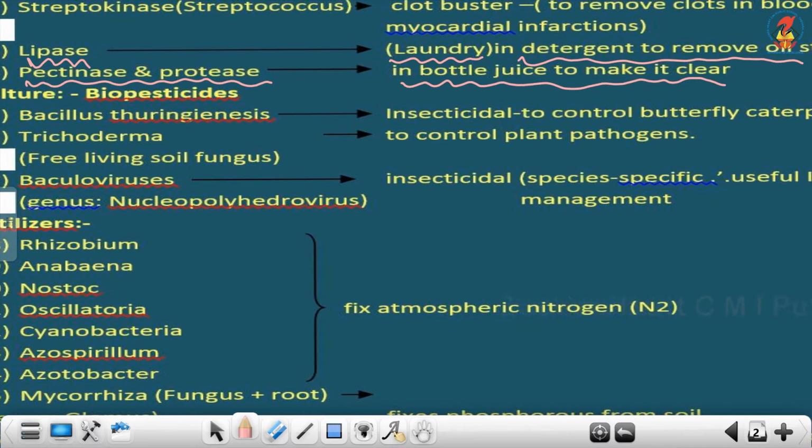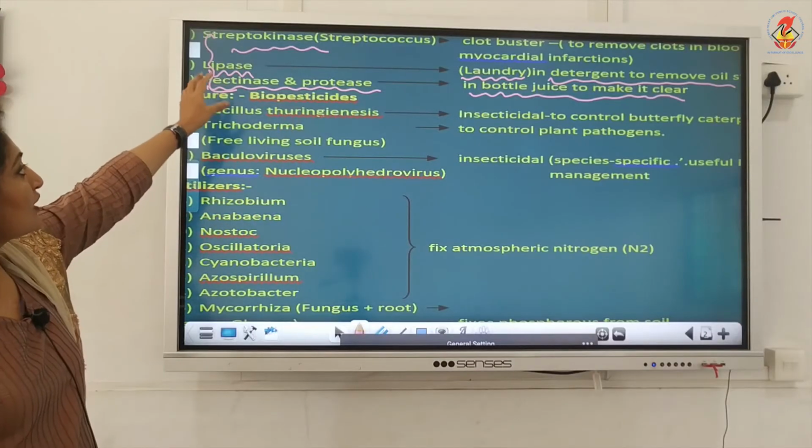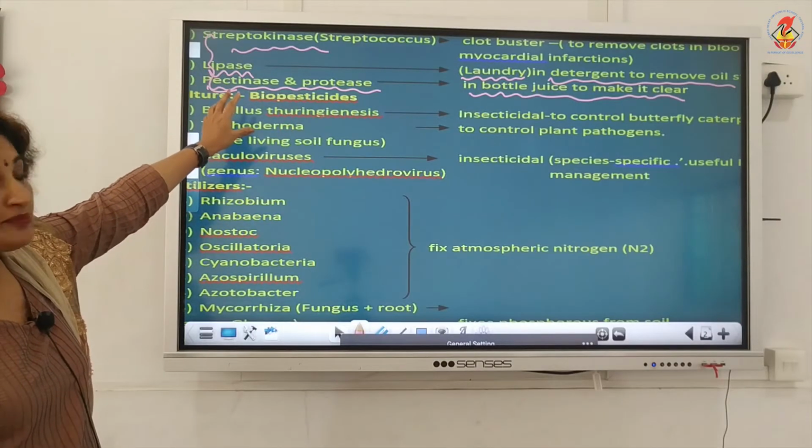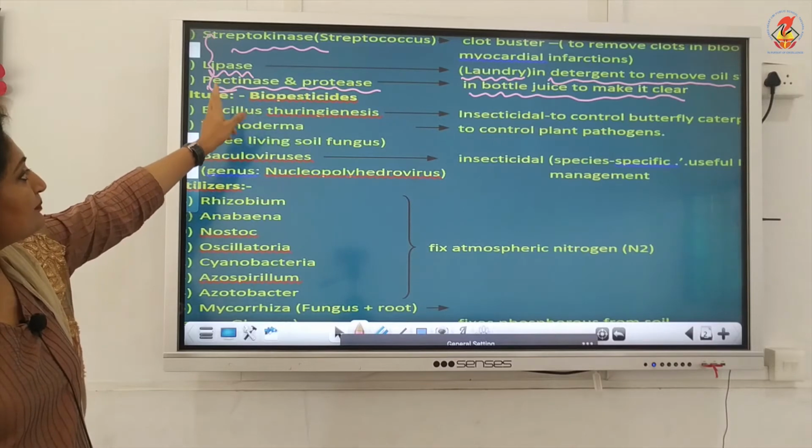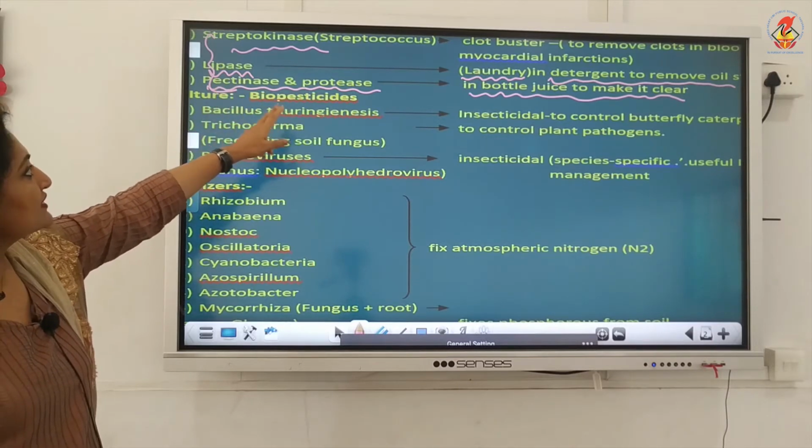So these three I have clubbed together because they are coming under enzymes. Though streptokinase is coming in the field of medicine, it's overlapping with enzymes. So you can answer it for medicine, in the field of medicine, as well as for the enzymes obtained from microbes. So coming under the topic enzymes obtained from microbes, we have streptokinase, lipase, pectinase and protease.